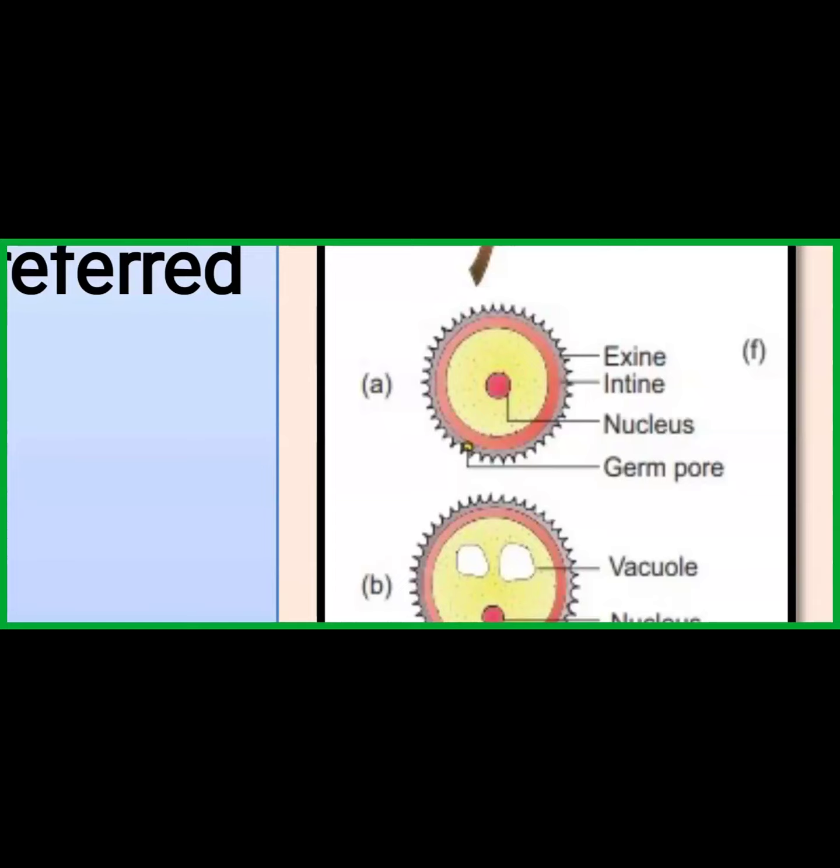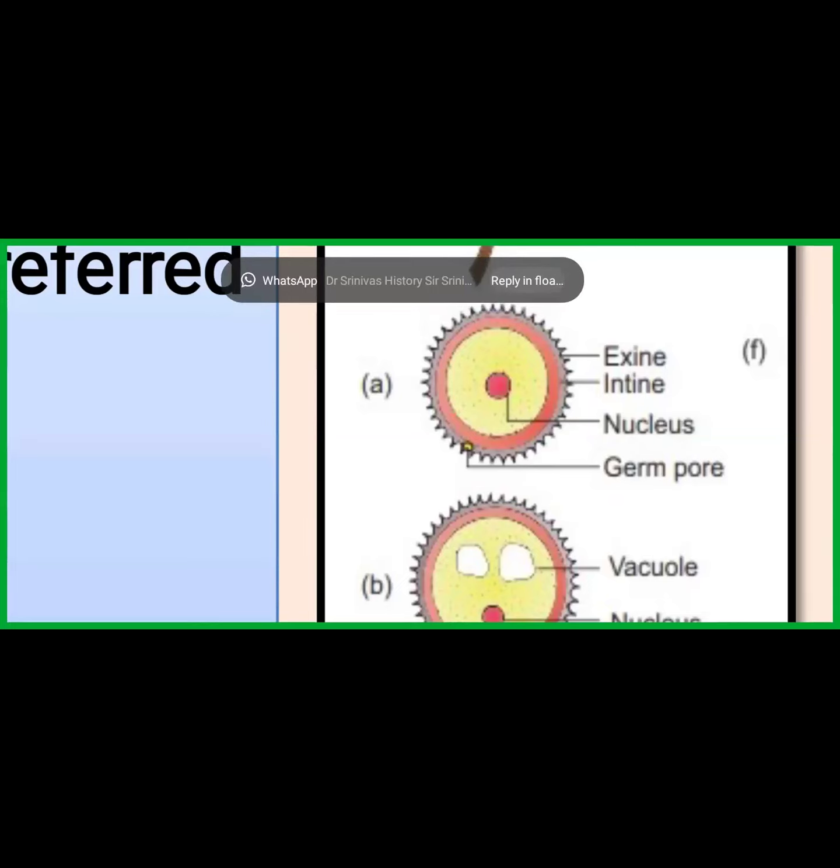This sexine is further differentiated into three layers. The basal one is called the foot layer, the middle one is called bacula, and the upper roof-like layer is called tectum. Tectum, bacula, and foot layer: these are the three layers observed in the sexine.